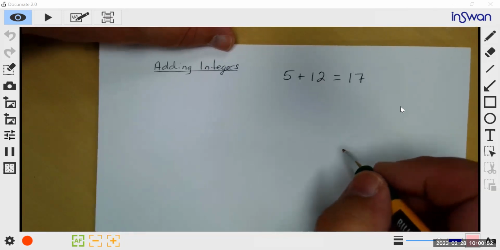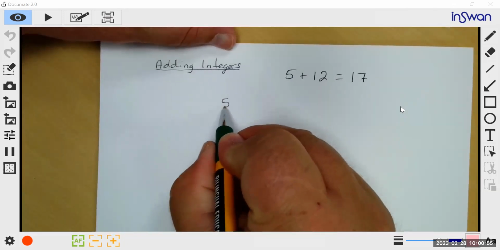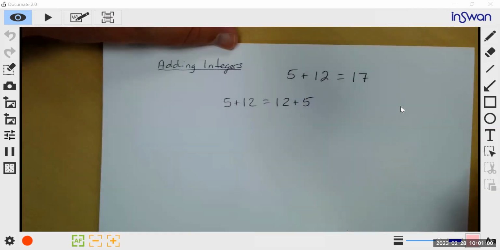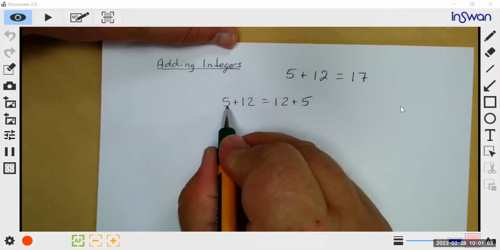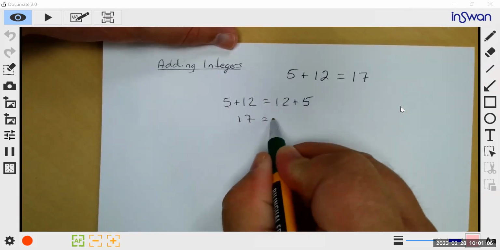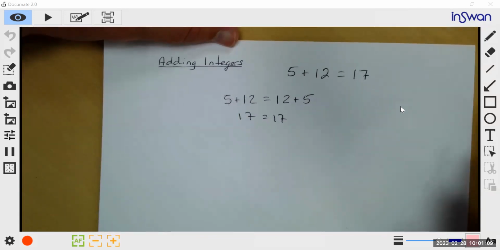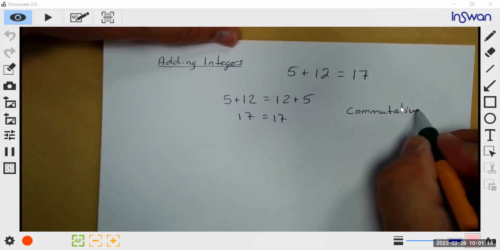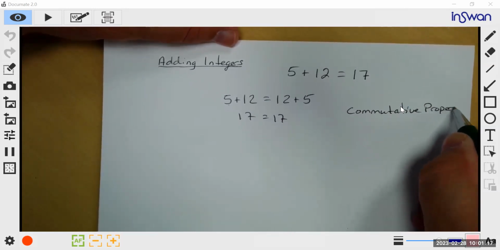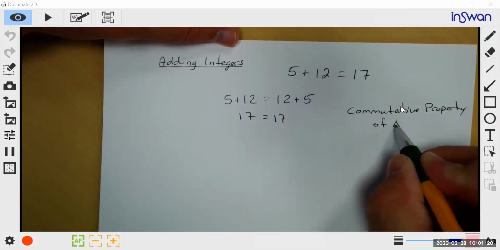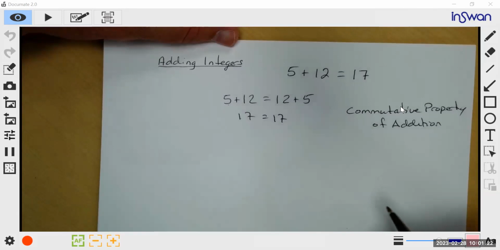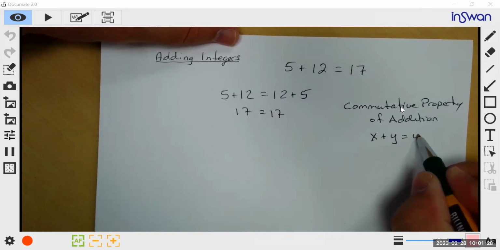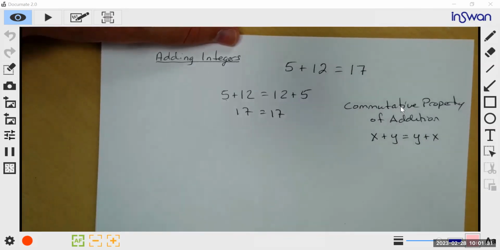Does it matter the order I put it in? No, it doesn't. 5 plus 12 is 17. 12 plus 5 is 17. So it doesn't matter the order you put it in, which is called the commutative property of addition. It says any two numbers added together in any order is going to give you the same answer.